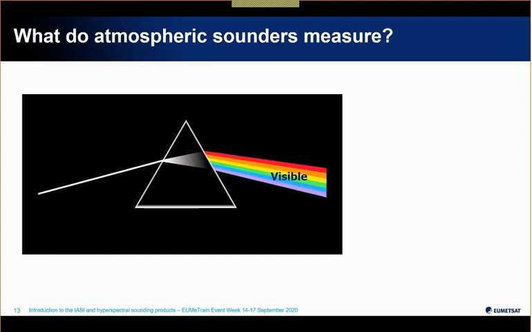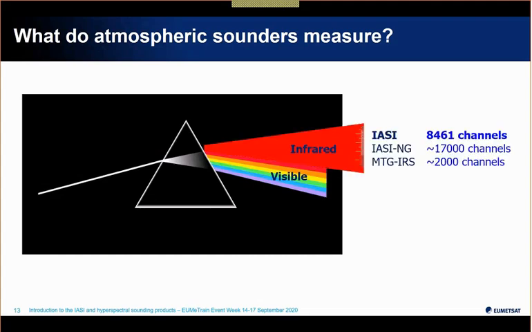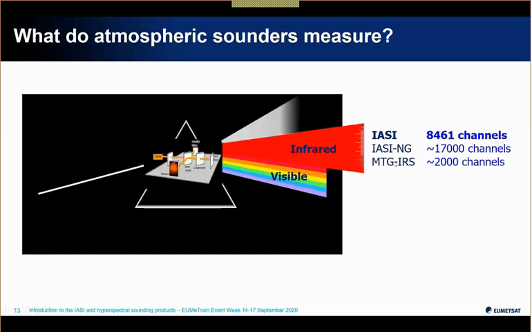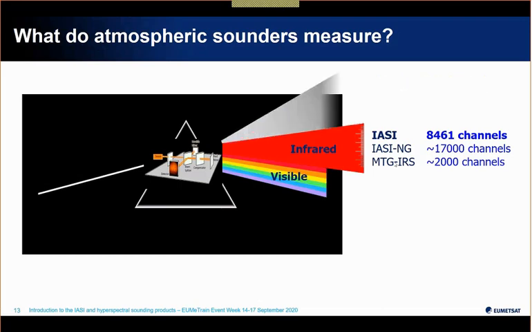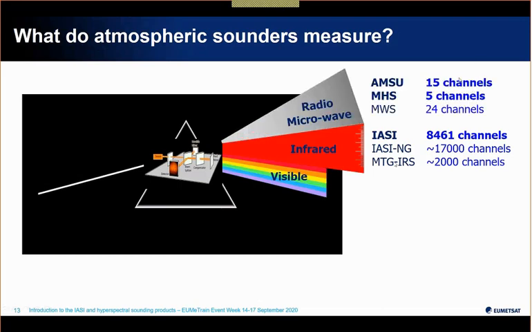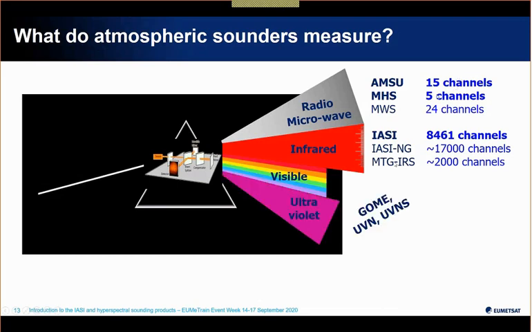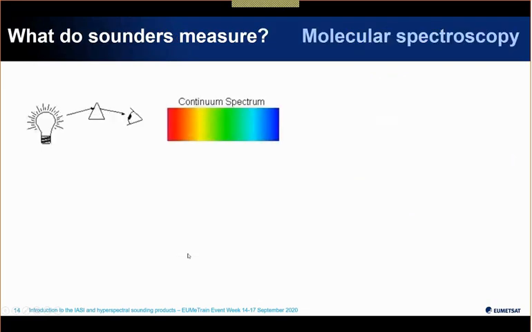So what do these atmospheric sounders measure? They measure, as far as IASI is concerned, 8,461 spectral samples in the infrared, and we will hear about the future missions again later. And we have the microwave instruments, AMSU and MHS I mentioned, which are also sampling in altogether 20 channels. On board MetOp, there are UV instruments, but they are not relevant to our topic today.